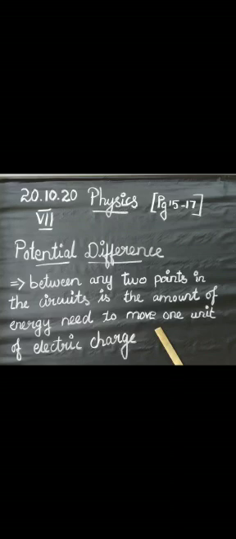Then an electric current can flow only where there is a potential difference. So where the electric current is flowing, in that place there should be a potential difference. If there is a potential difference, only then will the electric current flow. The potential difference symbol is V. Otherwise we can write it as PD.